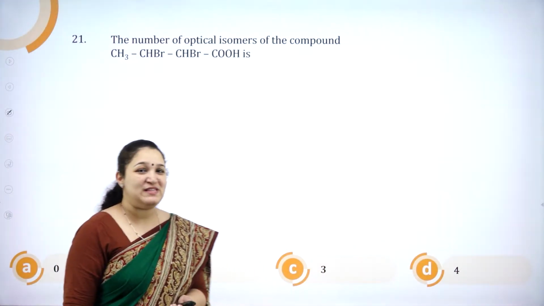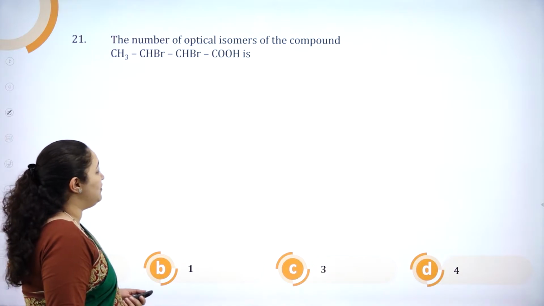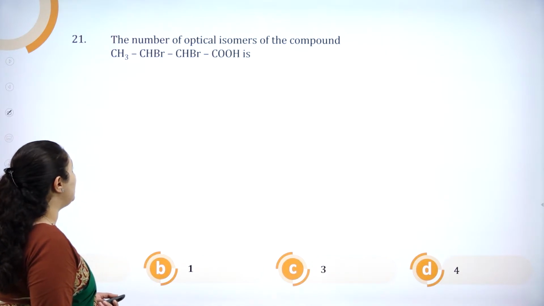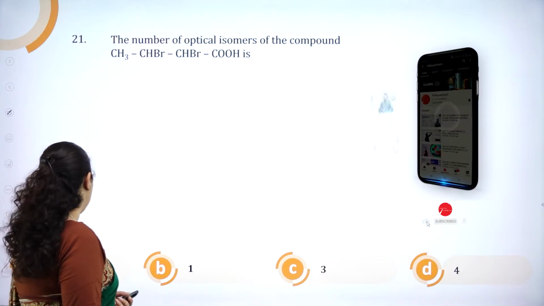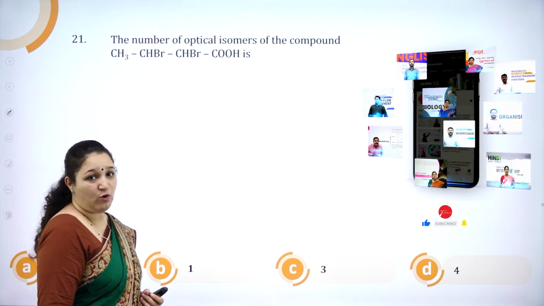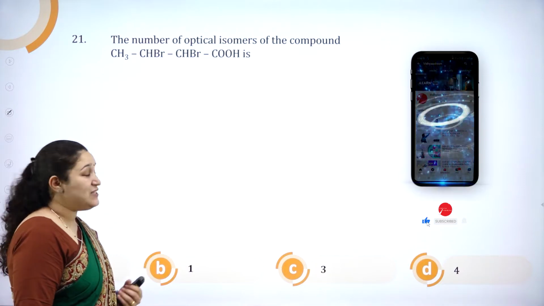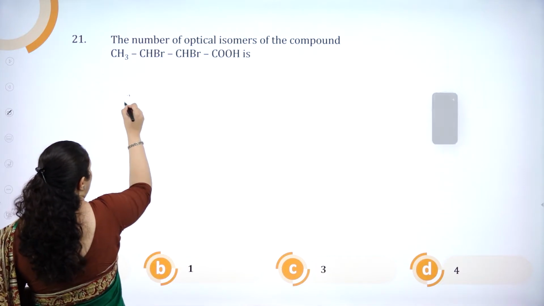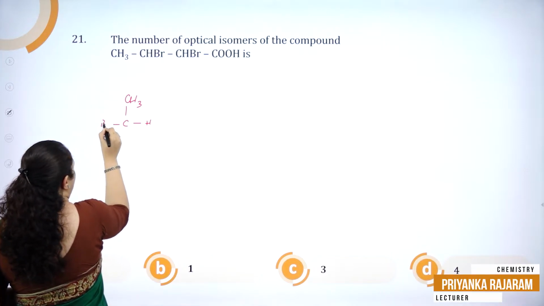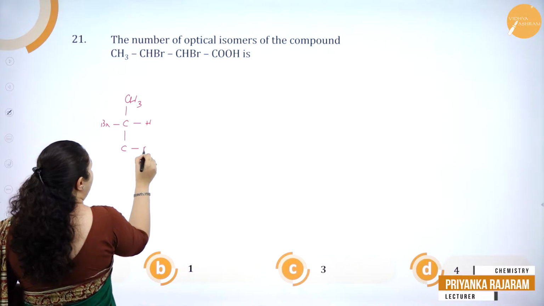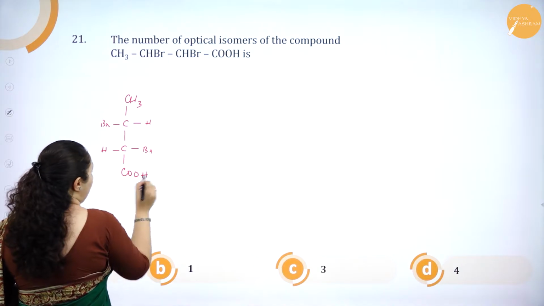Question paper. We'll see the 21st question. The number of optical isomers of the compound CH3CHBrCHBrCOOH is 0, 1, 3, 4. So how many optical isomers can it form? First we will see the structure. It is CH3CHBr, I can write Br on the other side, H on the other side, and then it is the COOH group.